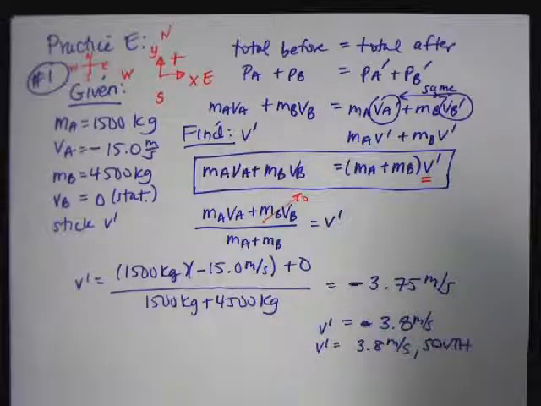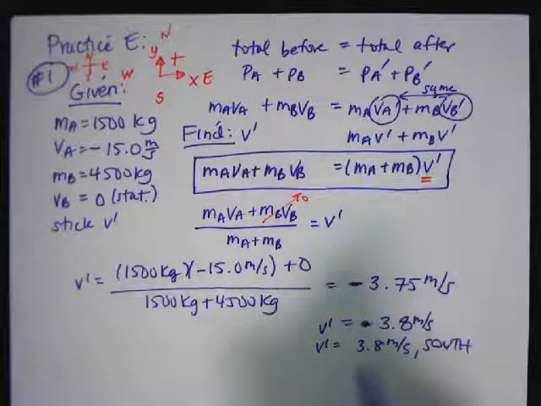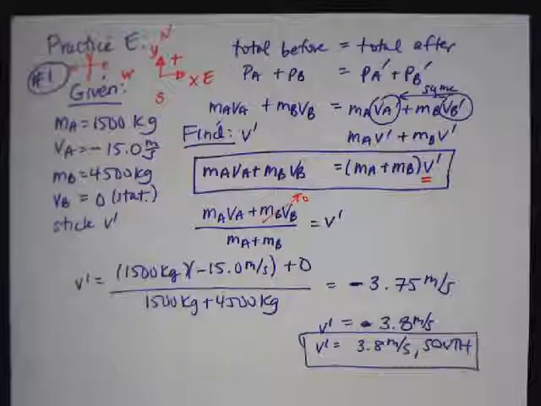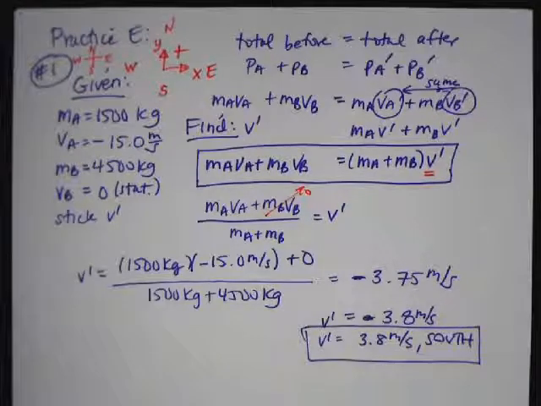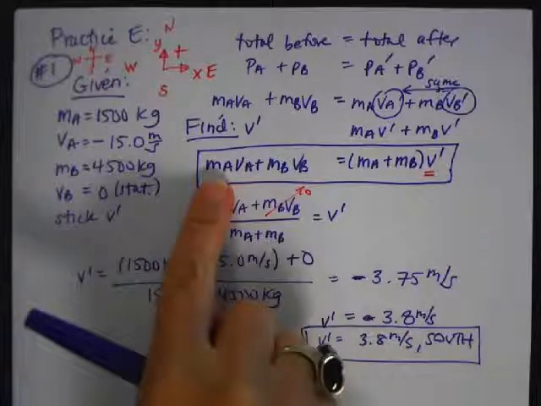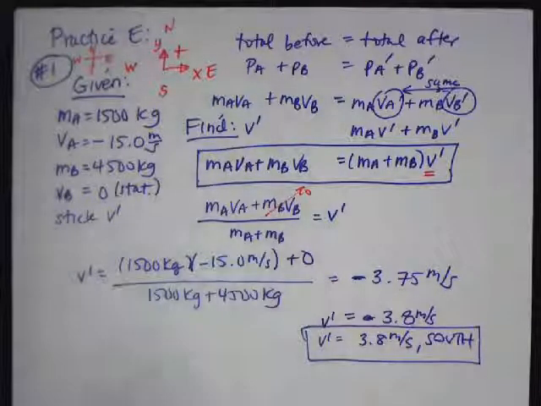So the negative means it's going opposite the direction that I'm calling positive, which is north. So my final answer would be 3.8 meters per second south. And that's it. So all the problems in practice E are perfectly inelastic. That means whatever momentum car A loses, the other one gains, but these are stuck together, so they move off with the same velocity.